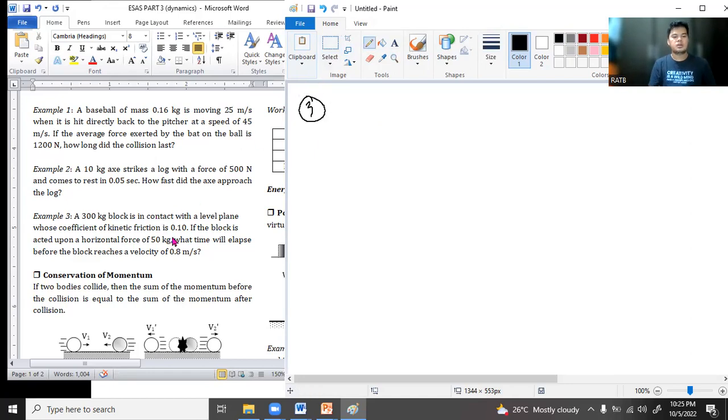So number 3, you have the 300 kilogram block in contact with the level plane whose coefficient of kinetic friction is 0.1. If the block is acted upon by a horizontal force of 50 kilograms, what time will elapse before the block reaches a velocity of 0.8 meters per second?